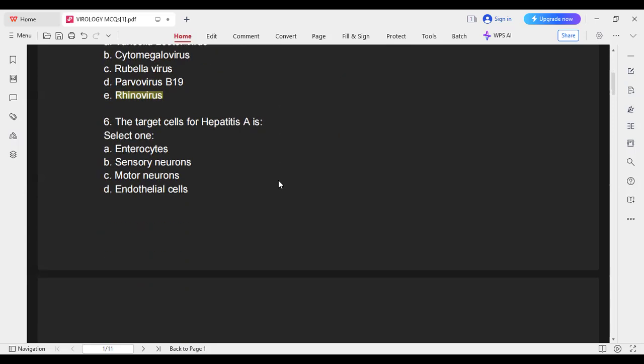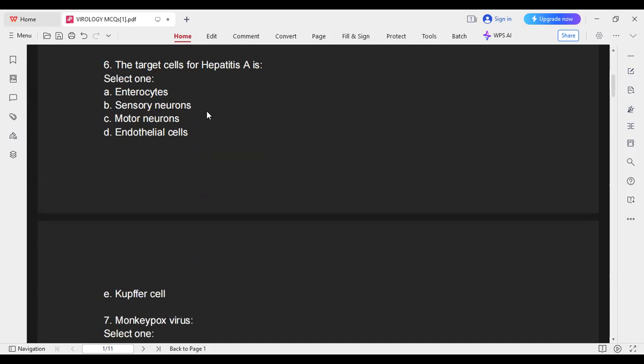Okay. The target cells for hepatitis A is... Answers in the chat. I'm seeing D, I'm seeing A. Any other answer? E. Okay. So if you can remember, hepatitis A is a fecal-oral virus.